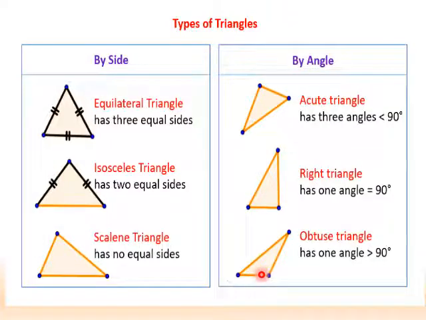than 90 degrees. But to classify them by sides, there are types like equilateral triangle, which is a triangle having three equal sides and three equal angles. What's the measure of each one of them? I know that the sum of angles in a triangle is 180 degrees. Now, I'm telling you that the three angles are equal, so each one of them equals 180 divided by 3, which is 60 degrees.